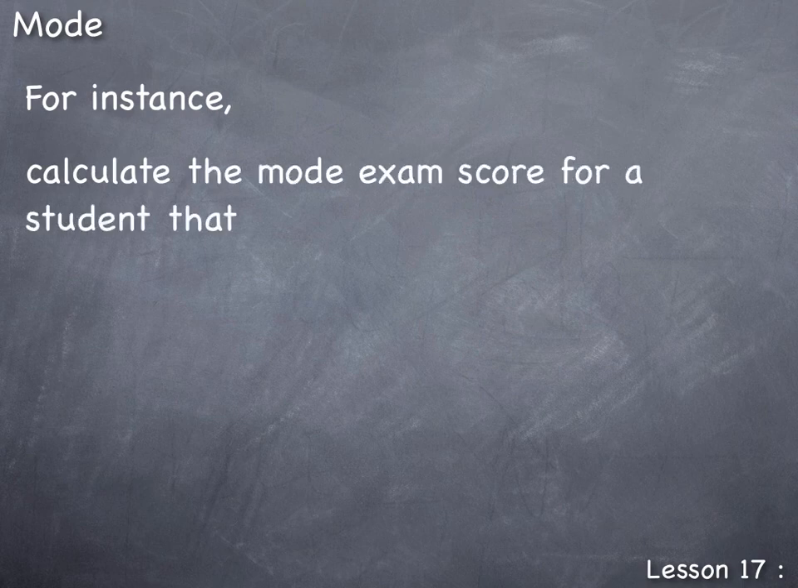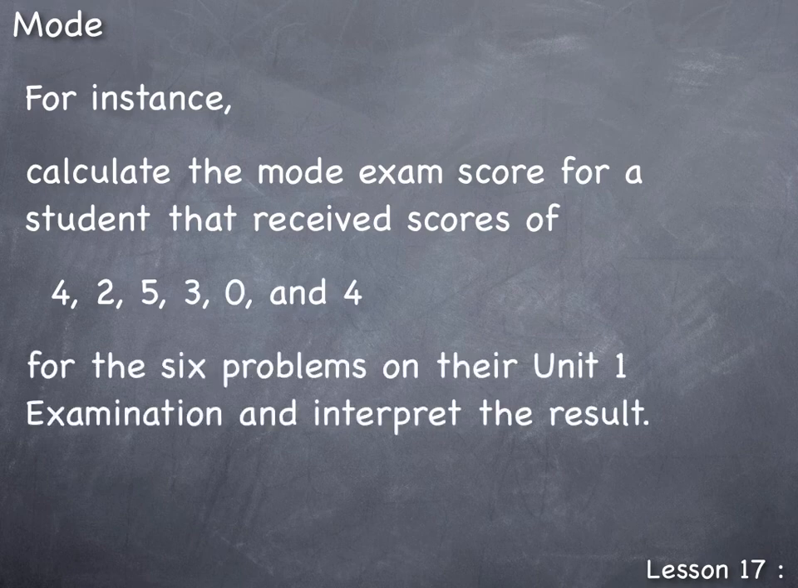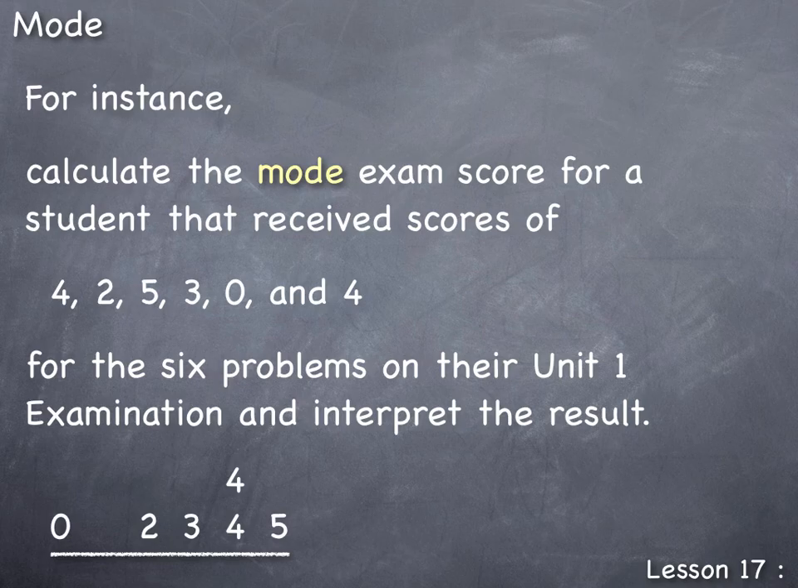For instance, calculate the mode exam score for a student that receives scores of 4, 2, 5, 3, 0, and 4 for the 6 problems on their Unit 1 examination and interpret the result. In order to calculate the mode, we need to look at the frequency of each data value. So to do this, we can look at all the data values on a number line and count which data value occurs most often. Here we can see that the score of 4 occurred twice, more than any other data value, thus making the mode for this student's Unit 1 exam score 4.